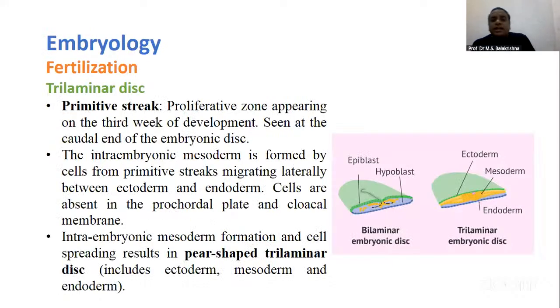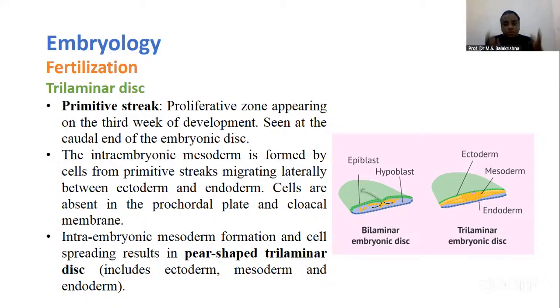Next is your trilaminar disc, and the most important one is the primitive streak. Extremely important, you should know this. The primitive streak is a proliferative zone appearing in the third week of development, and it is seen towards the caudal end of the embryonic disc. There is a cephalic end and a caudal end. Cephalic is towards the head, caudal is towards the tail, like the 12 o'clock and 6 o'clock positions. So this is the caudal end, your 6 o'clock position.